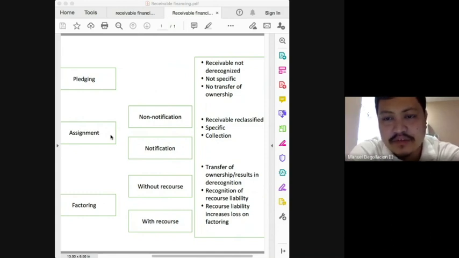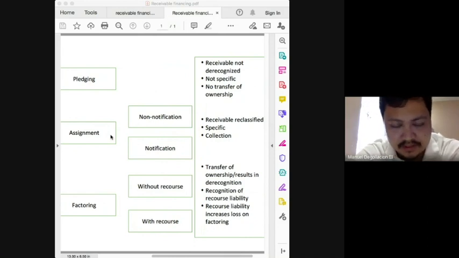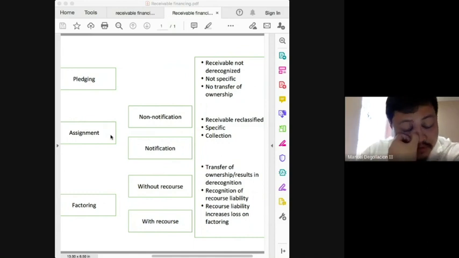On a non-notification basis, the customer is not made aware of the assignment. So, of course, it will follow that the customer will pay to the entity. Okay, and it is now the duty of the entity to remit the payments of the customers whose accounts were assigned to the fund provider.